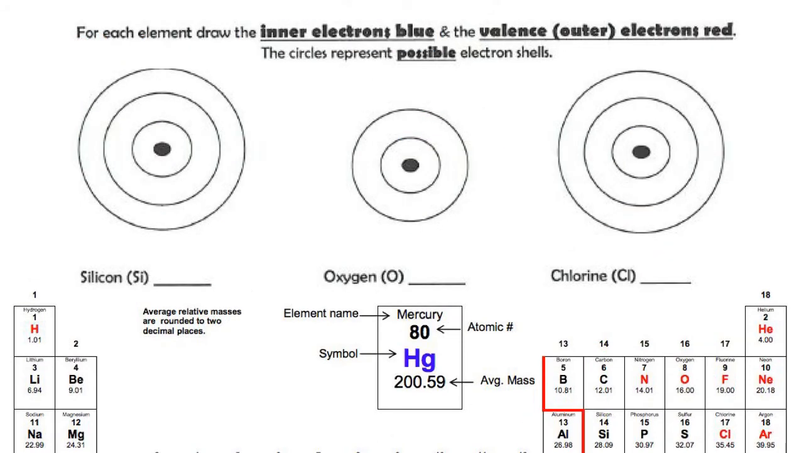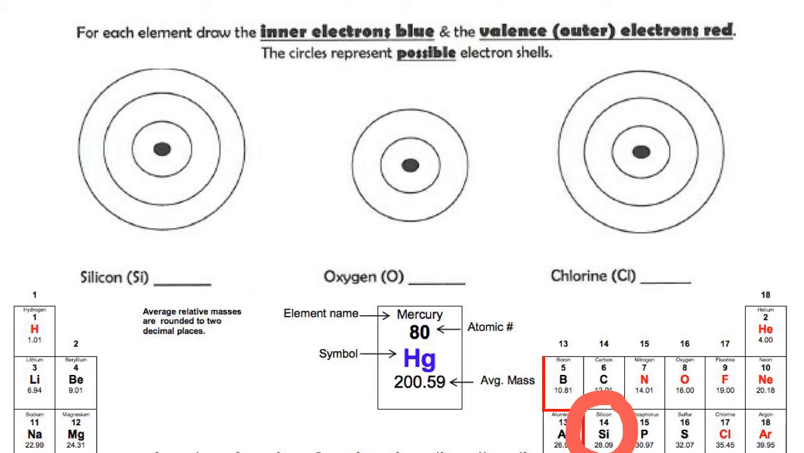All right, I would like you guys to try silicon out for me. So find silicon on your periodic table. It's right here for me. And we are going to pause the video, and you are going to see if you can do this independently.